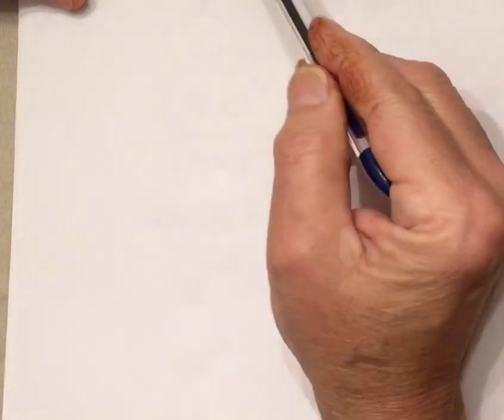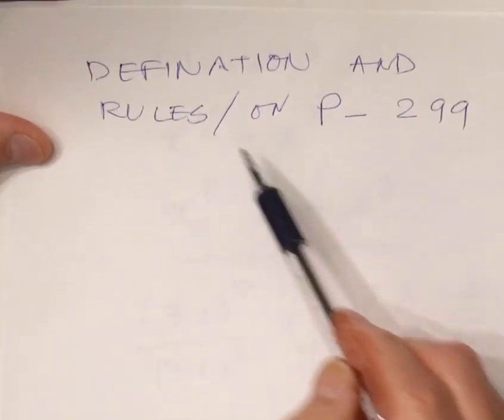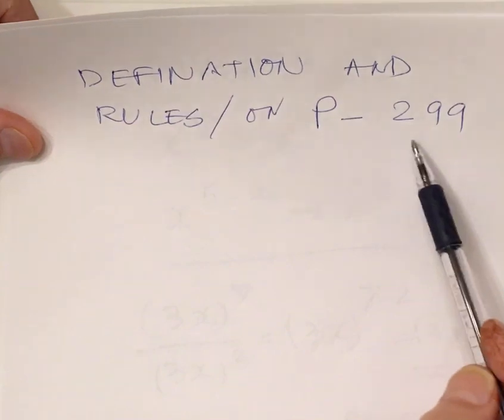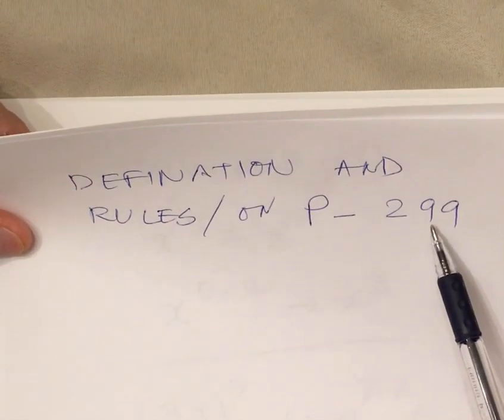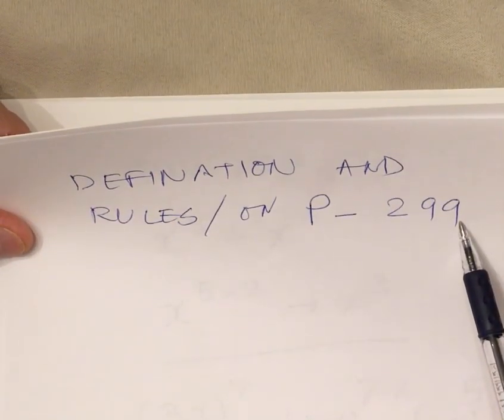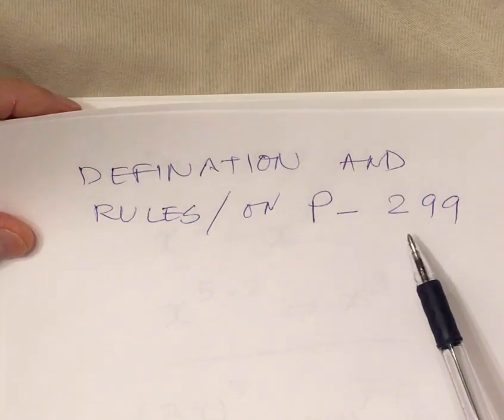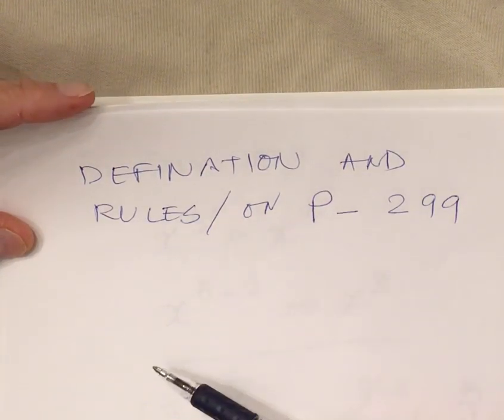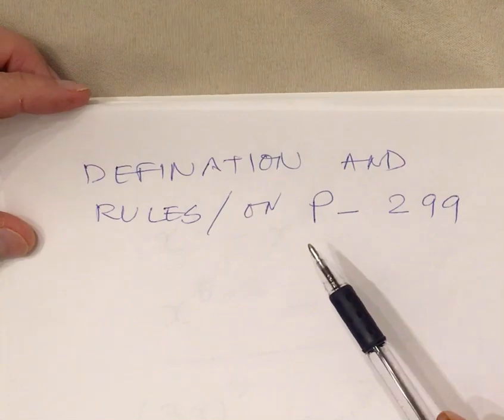All these rules and definitions are on page 299 in your textbook. So you should go over them yourself, and just to remember what I said, you can review it yourself.